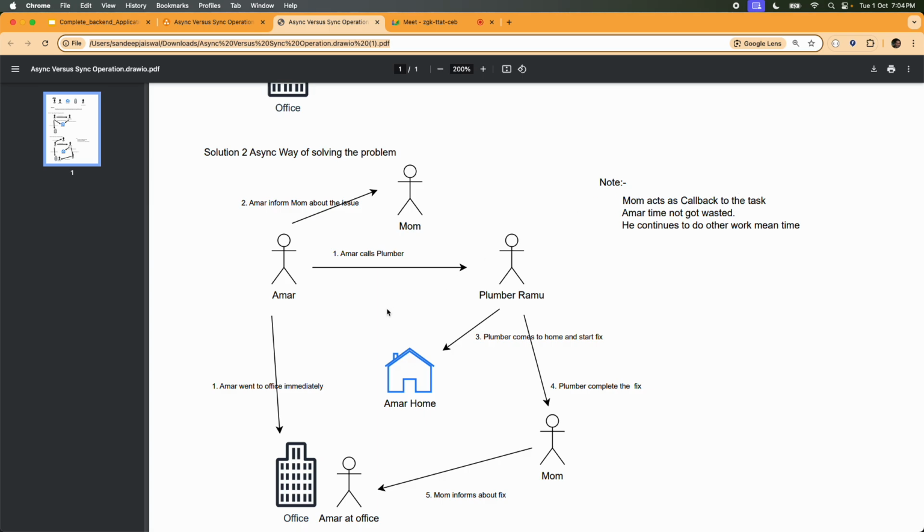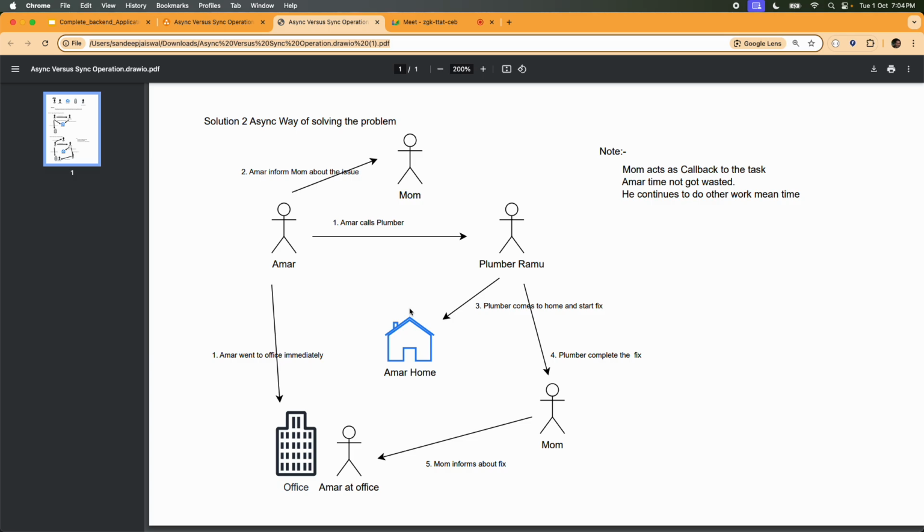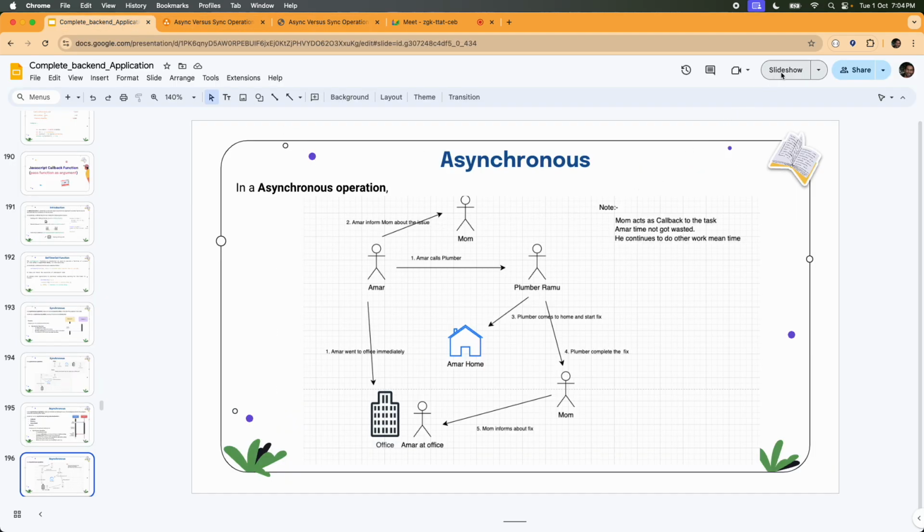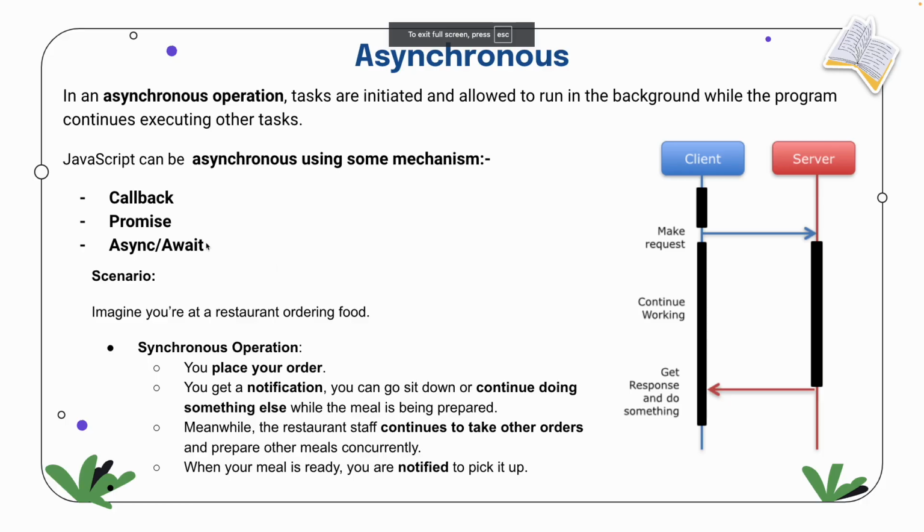Our time does not get wasted in this scenario. He continues to do other work in the meantime. This type of scenario is called asynchronous. So how can we make JavaScript asynchronous? Using these three things: callback, promise and async await, we can perform async operations. These are the things which help us get a notification back when something has finished in the background. Till then it won't block, and it keeps executing other things. Understood, Pawan, what I am telling? So that is asynchronous operation.